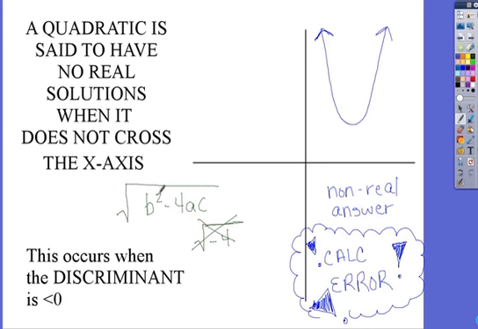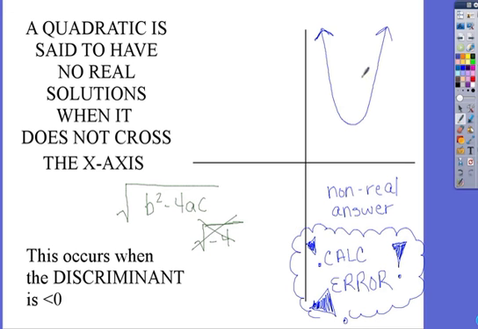And your calculator can't handle that. If you plug this into the quadratic formula and you have a non-real answer, your calculator will give you calculator error. That just means no real solutions. Take it for what it is. The graph does not cross the x-axis. Put it down and move on.